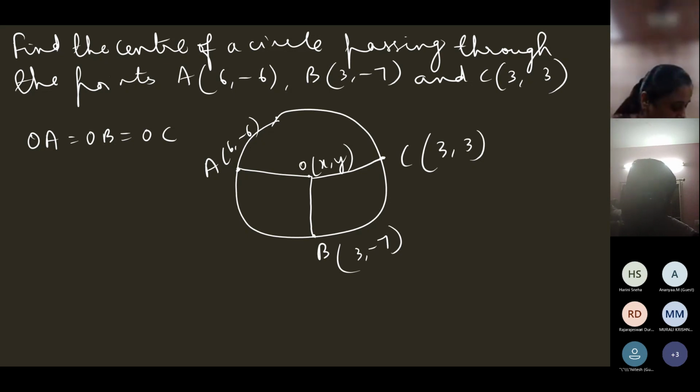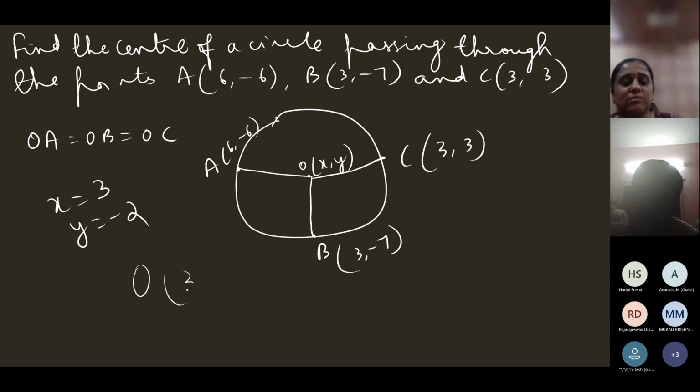All right. So I'll just tell you the values of X and Y. When you work, you will get X is equal to 3 and Y is equal to minus 2. So the coordinates of the center O is equal to (3, minus 2). All right. Please take down the question and make a note of the answer.